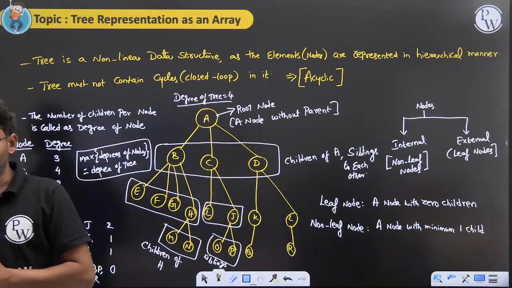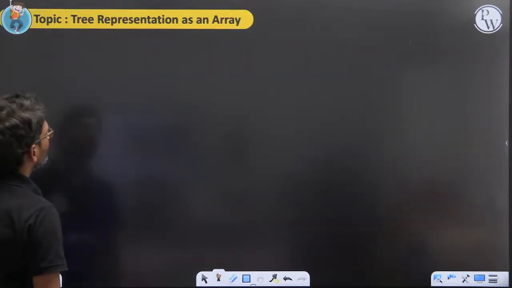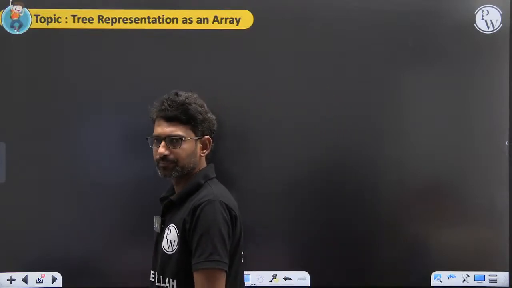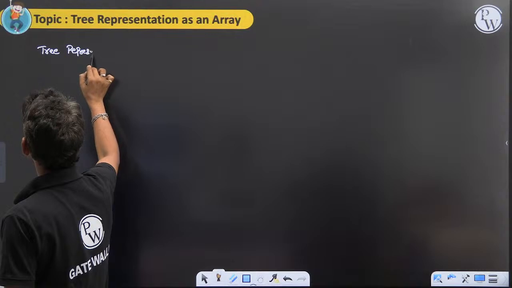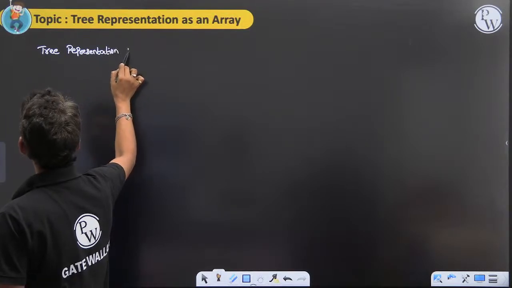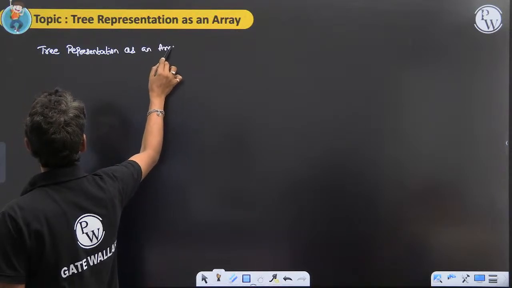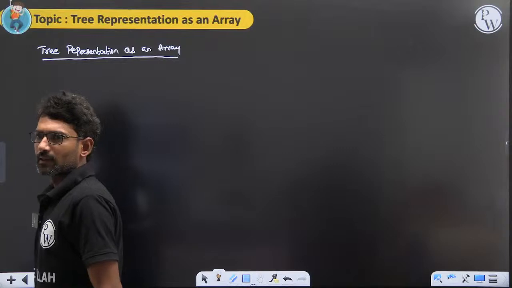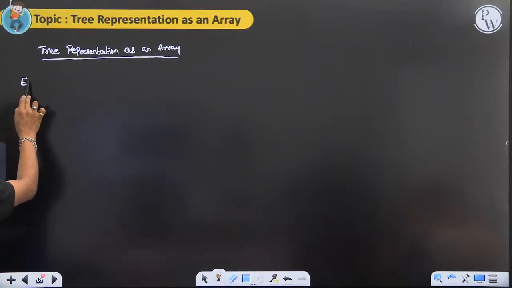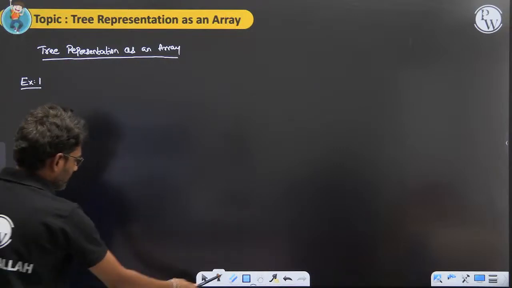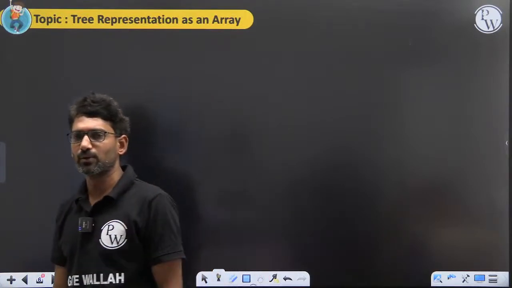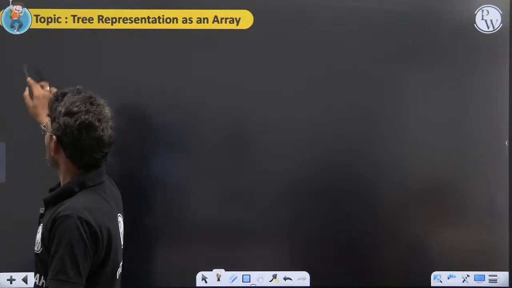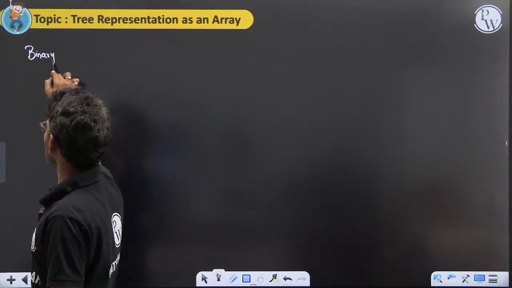Okay. Now, dear friends, whenever we are representing a tree in an array, let us consider the tree representation as an array. Let us consider one example tree. Before this, we have to take binary tree. I am not going to take any tree with any degree. First, I would like to only talk about binary tree.